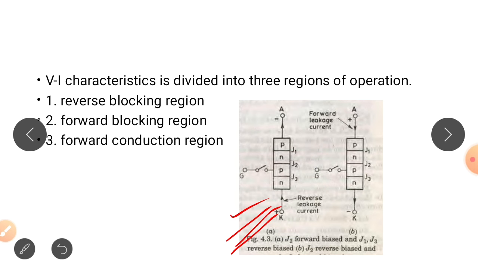So what happens when cathode is positive with respect to anode and switch S open? The thyristor is reverse biased here. Okay, and here are the three junctions J1, J2, J3. Junctions J1 and J3 are reverse biased, whereas junction J2 is forward biased. So here the device behaves as if two diodes are connected in series with reverse voltage applied across them. Okay, so what happens in this case?